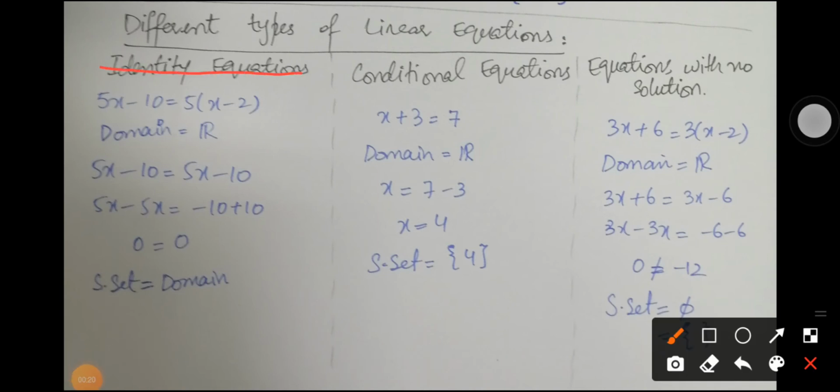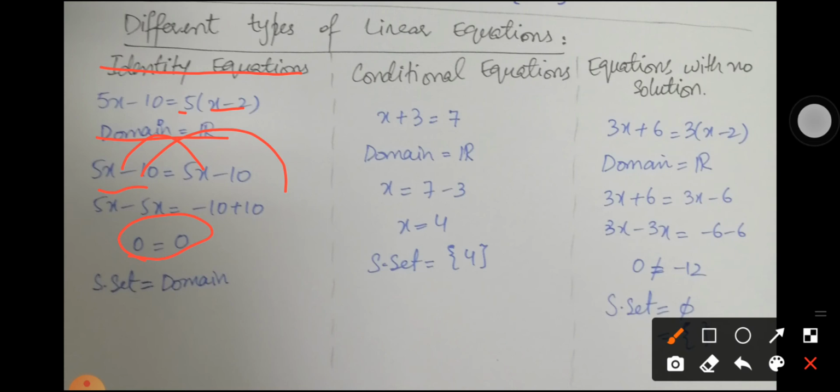Take the equation 5x minus 10 is equal to 5 into x minus 2. Its domain is the set of all real numbers. As we do not have any denominator, we cannot have any undefined value. Now we solve this equation. 5x minus 10 will remain as it is, and I'm going to multiply this 5 within the bracket, giving 5x minus 10. The 5x is shifted to the left hand side, and the minus 10 to the right hand side, and we get 0 is equal to 0, which is a true statement.